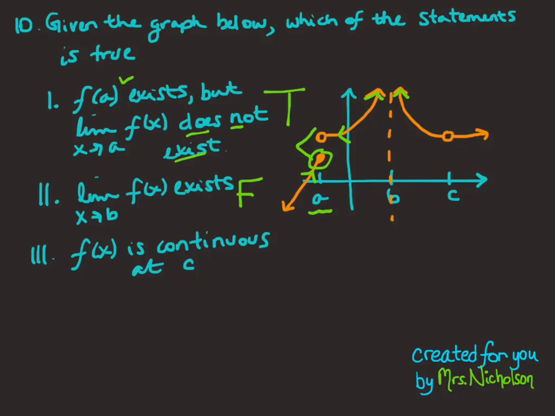And the last statement, f of x is continuous at c. Well, if I look over here at c, I can see that we have a hole. So a limit exists at c, but the function is not continuous because we do have a hole. And so that last statement is false.